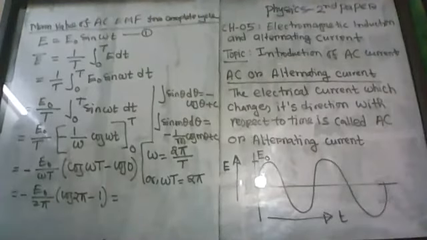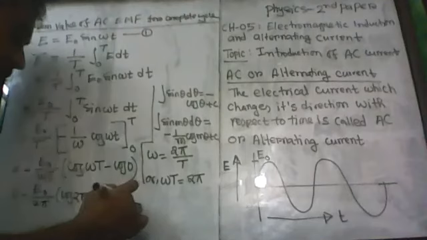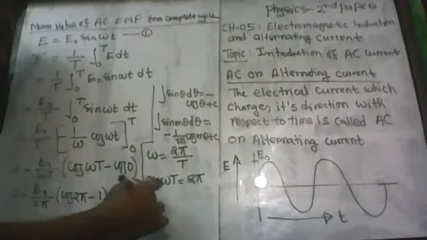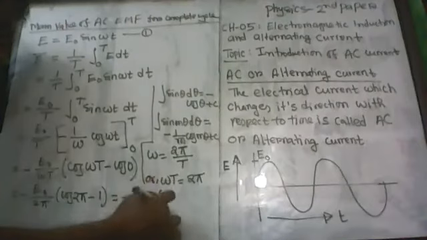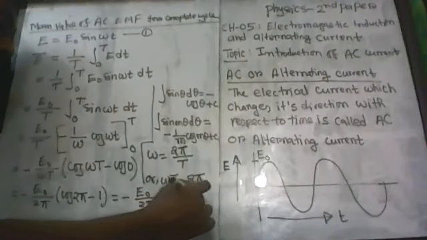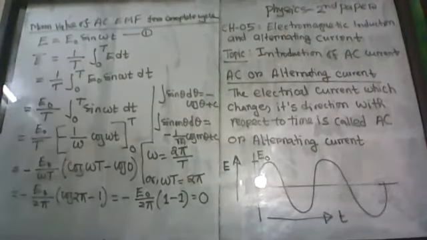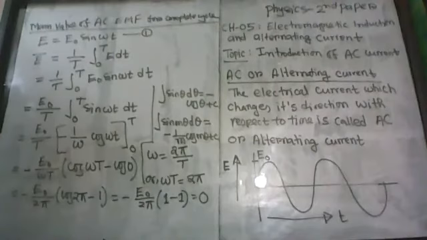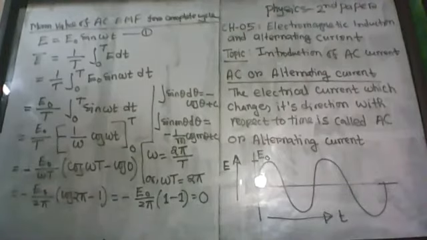You know that, boys and girls, what is the value of cos 2 pi? I know that. You can explain this very well. E naught divided by 2 pi, and cos 2 pi minus cos 0 will equal 1 minus 1, which equals 0. So if you consider a complete cycle, the average or mean electromotive force of AC current will equal 0.